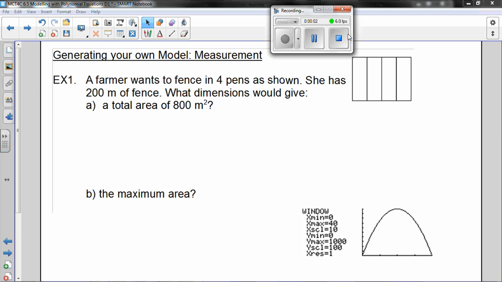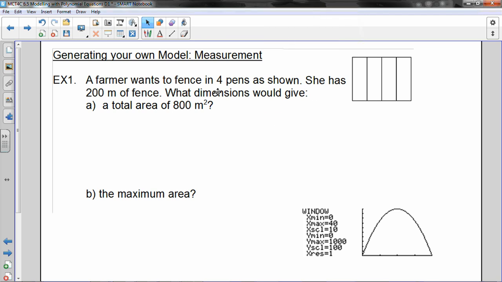Okay, here we go with part two. We've got an example here. We're going to see a couple of types of questions. This one is generating your own model, that second type that we said, generating our own model and using it in a measurement situation. So this idea, a farmer wants to fence in 4 pens as shown, like this.